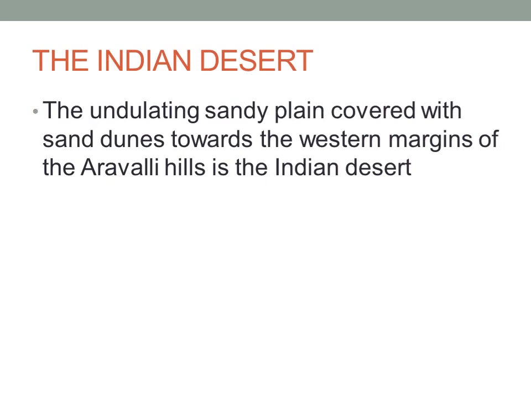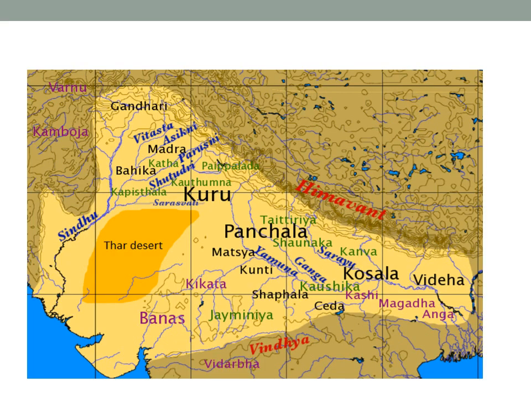The Indian Desert. The undulating sandy plain covered with sand dunes towards the western margins of the Aravalli Hills is the Indian Desert. So children, the Thar Desert is also known as the Great Indian Desert. It is a large arid region in the northwestern part of the Indian subcontinent. It covers a larger area of 77,000 square kilometres, and it forms a natural boundary between India and Pakistan.